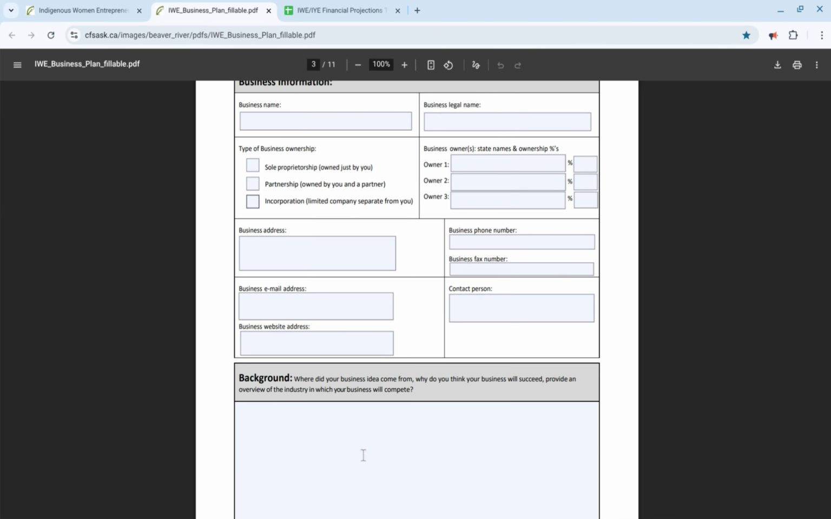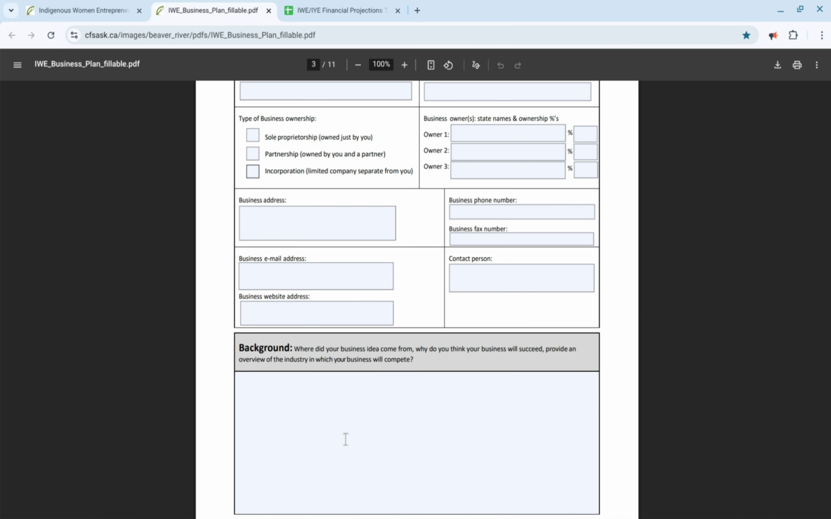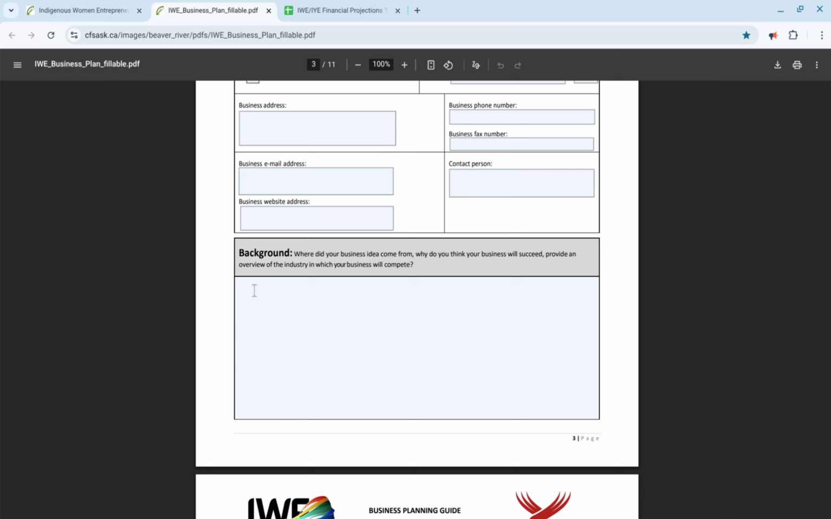So where did your business idea come from? Why do you think your business will succeed? And provide an overview of the industry in which your business will compete. So let's just break this down here. This can be brief, as you see it's a small section here. Where did your business idea come from? So what was the inspiration?